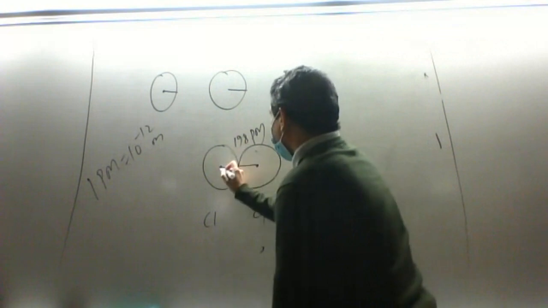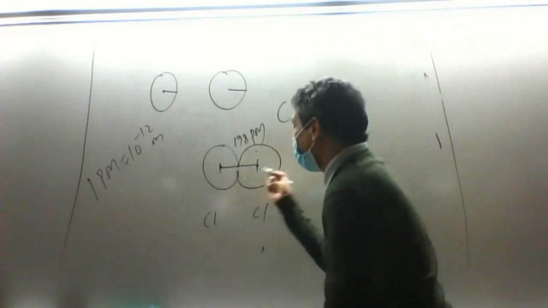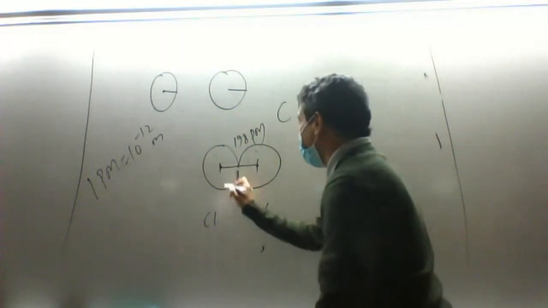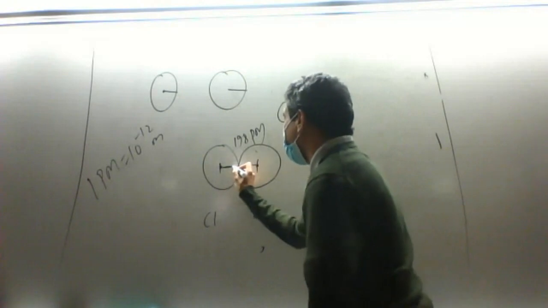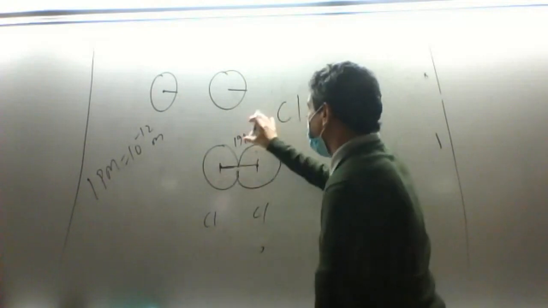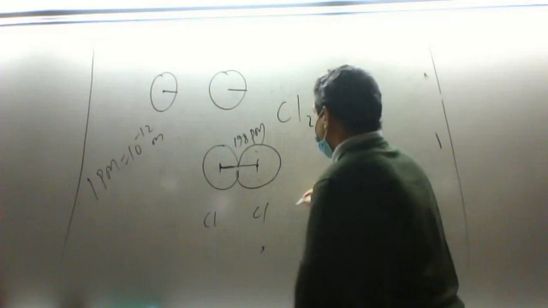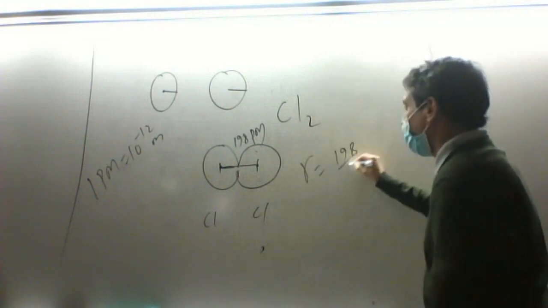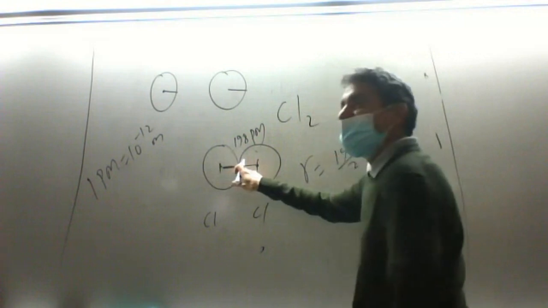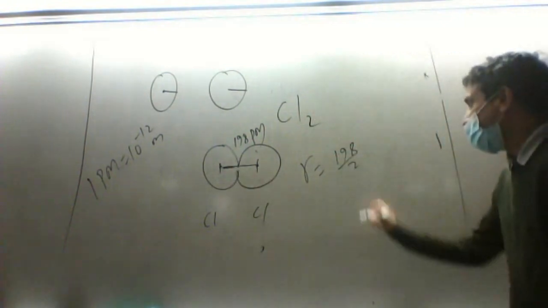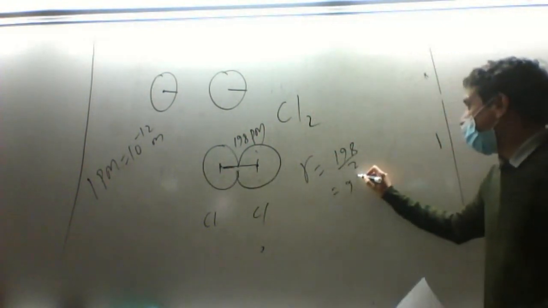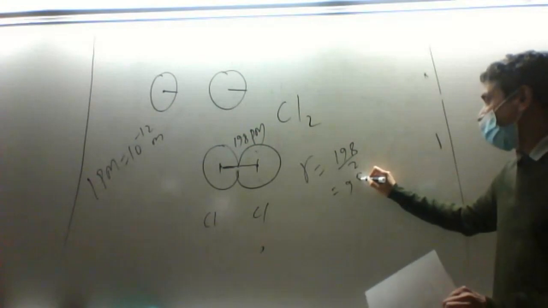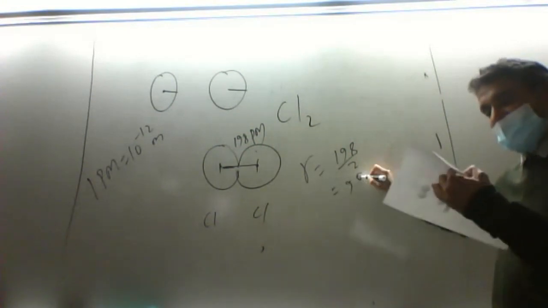This distance goes from here to here, but the radius of the atom is just this much. So this total gives you the atomic diameter. Now atomic radius is given by 198 divided by 2, from here to here. So that's the atomic radius, right? And that is 98 or 99. I don't know how much comes.